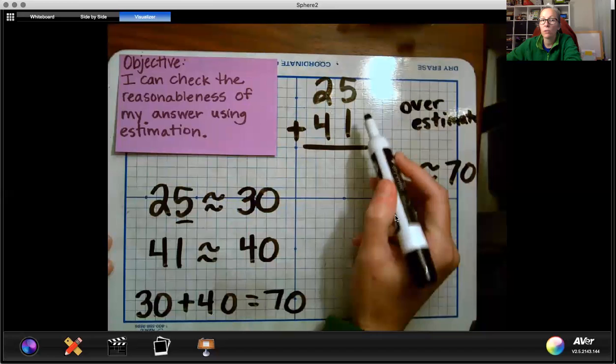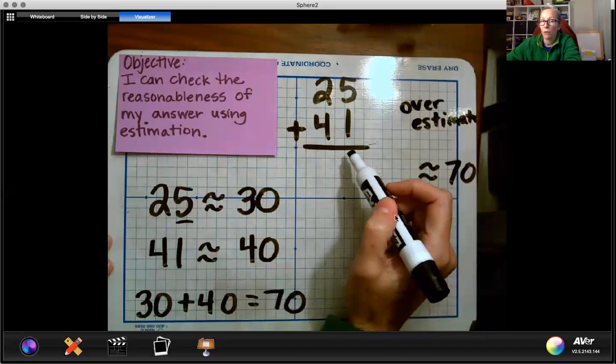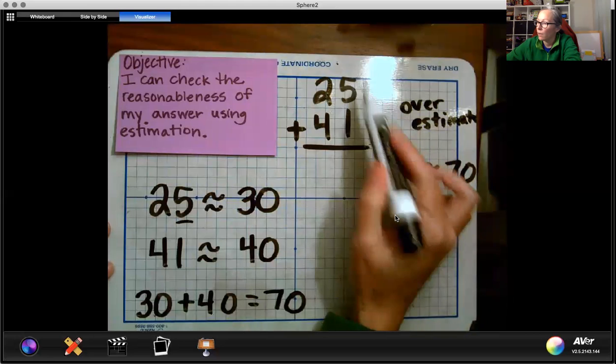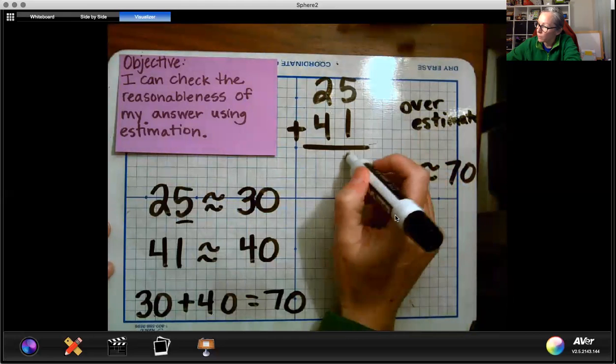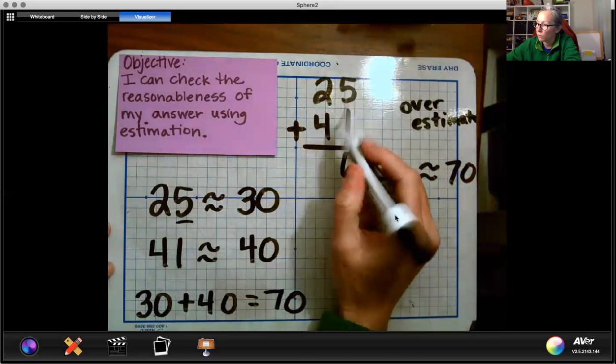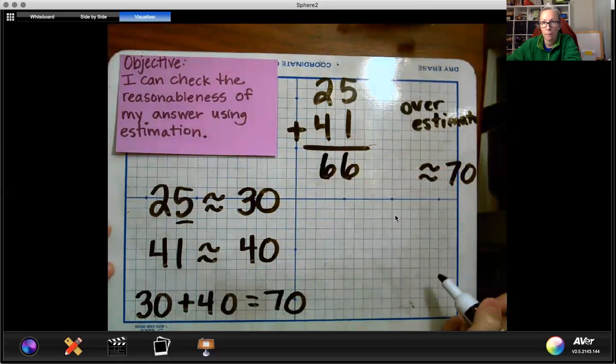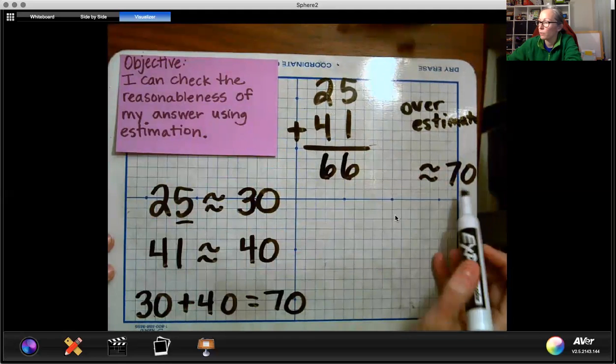All right, so now I'm going to use the standard algorithm to add 25 plus 41. I'm also going to show you another way. So I'm going to add up the ones. 5 ones plus 1 one is 6 ones. And 2 tens plus 4 tens is 6 tens. So I got an answer of 66. Now I ask myself, does that make sense, or is it reasonably close to the number 70?